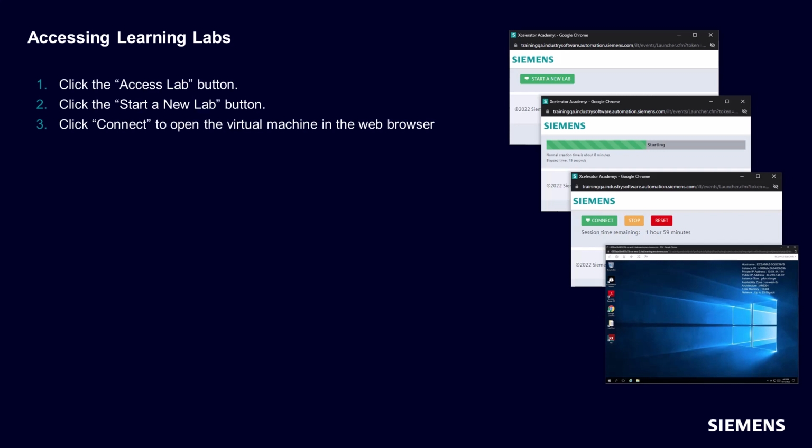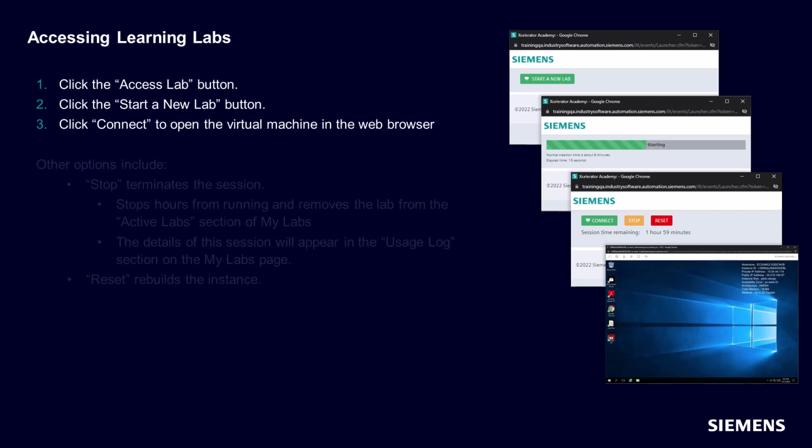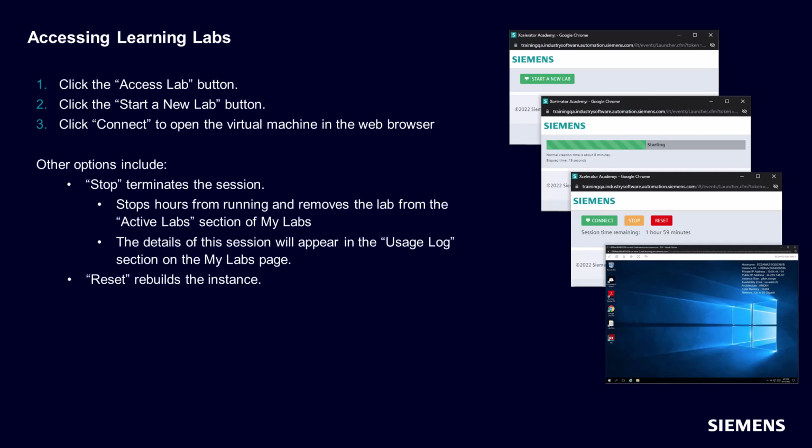After accessing the lab, the button Start a New Lab will appear. Once started, this process takes a few minutes to build the session for you. When it's ready, click Connect and this will open the virtual machine in the web browser with the appropriate software configured for you. Other options once the lab is running include Stop and Reset.